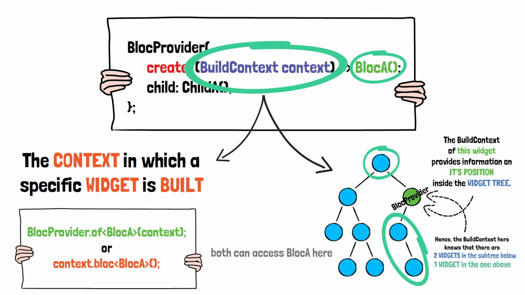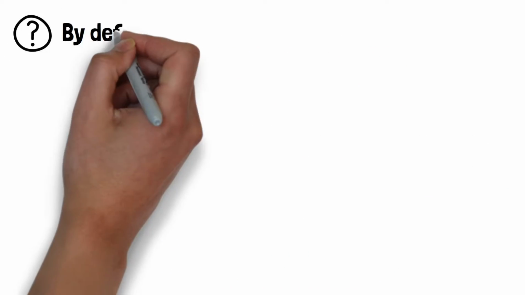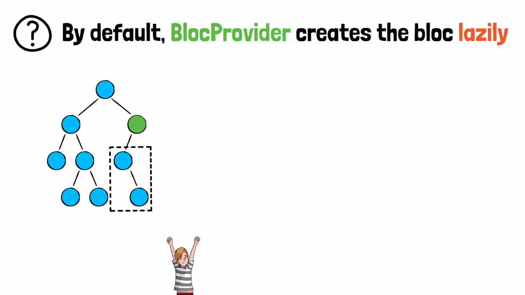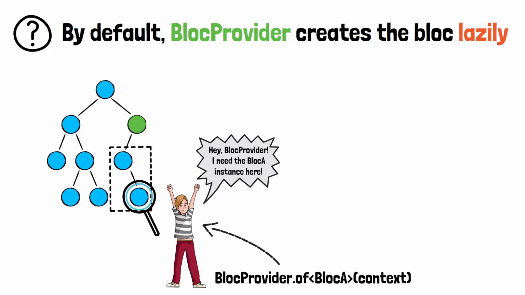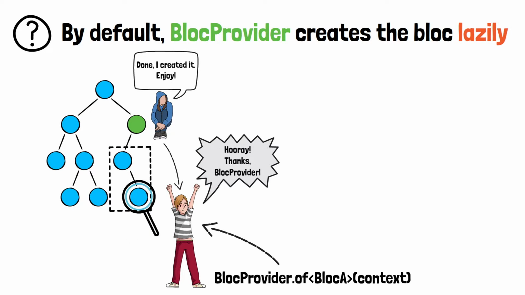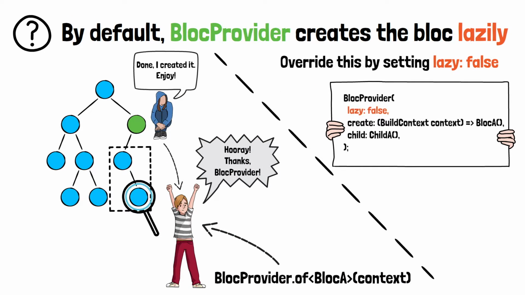The single instance of BlocA can be accessed by calling BlocProvider.of<BlocA>(context), or even simpler by calling context.read<BlocA>(). An optimization technique BlocProvider offers is that by default it will create the bloc lazily, meaning that the create function will get executed when the bloc is looked up via BlocProvider.of<BlocA>(context), so that there won't be a ton of created blocs when they're not needed inside the app. To override this behavior and force the BlocProvider's create function to be run immediately, as soon as possible, lazy can be set to false inside the widget's parameters.